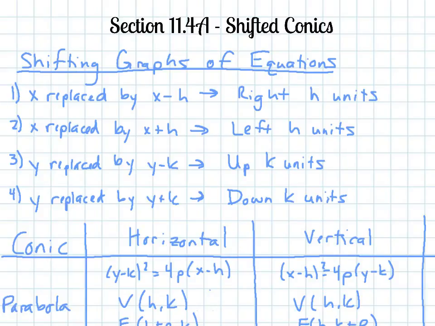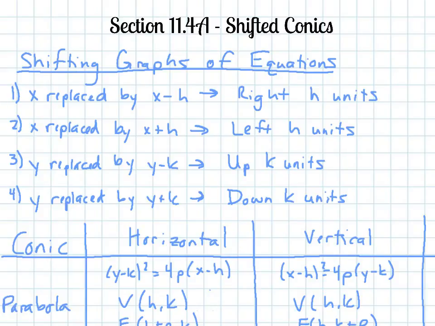If it's x plus h in your equation, it would be left h units. For your y's, if it's y minus k, that means you're moving it up. If it's y plus k, it means it's moving it down. Just remember that when it's written like this in the equation, that always means it's the opposite. Because of the regular notation, it's usually going to be x minus h and y minus k in there, so when you plug something in, it'll always be the opposite value.